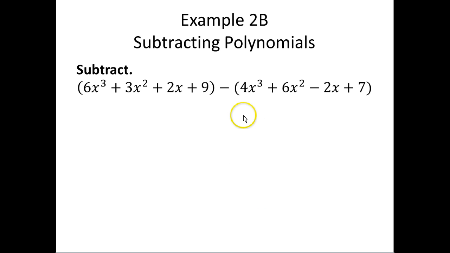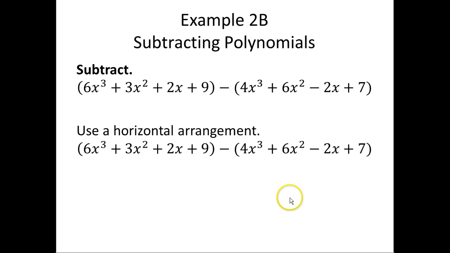Alright, so let's say I'm subtracting these polynomials once again. I can treat these two polynomials as if they're numbers, because they are numbers once I plug in a number for x. They turn out to be some number depending on what you substitute in for the value of x. So let's say I want to subtract this second polynomial here from this one. It's the same thing as adding the opposite of the second polynomial. We're going to use a horizontal arrangement this time. So I rewrite this problem.